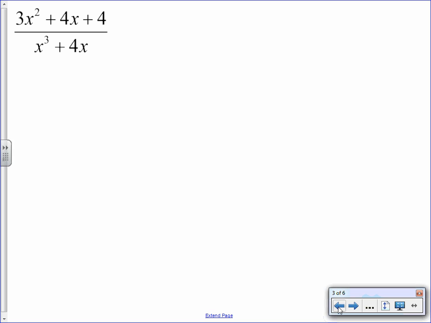Let's try this one. Okay. So far, we've only seen examples with what kind of denominators? Linear. Okay. Things are going to change slightly when our denominator is not linear.